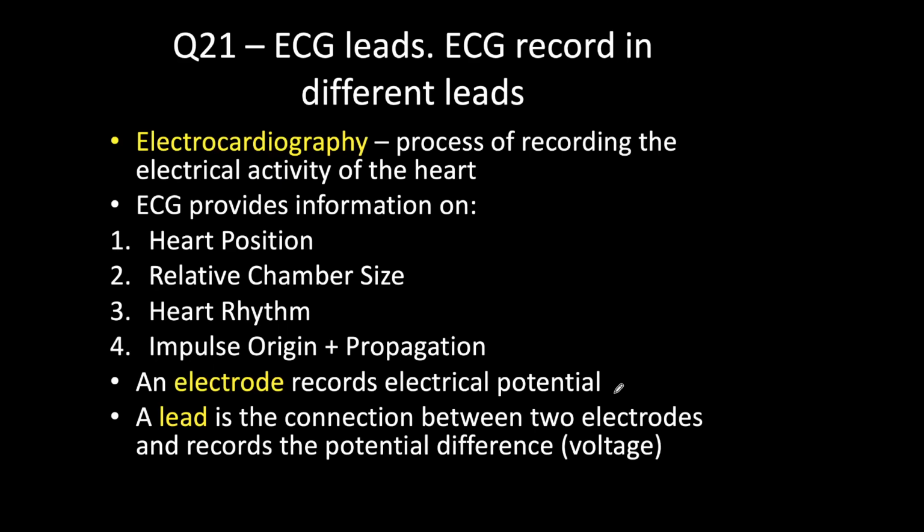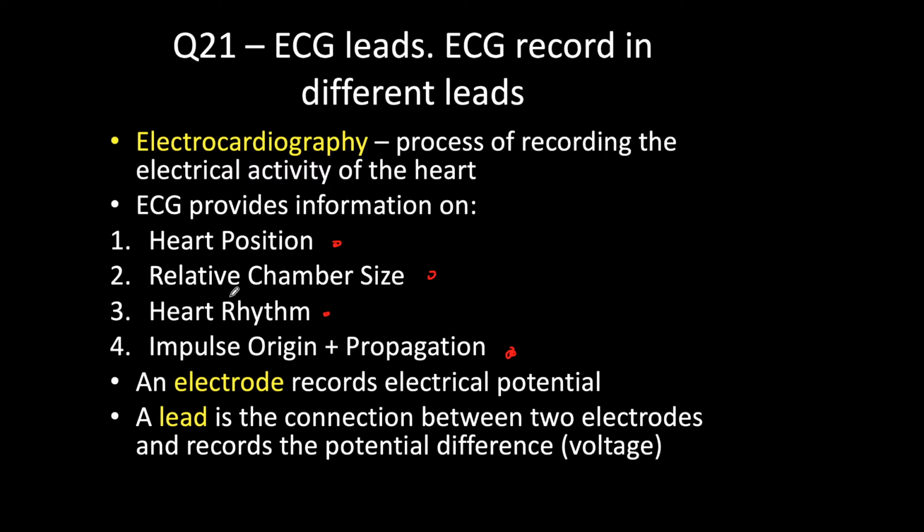Cool. All right, so let's get on to the actual leads themselves. Electrocardiography, again, is a process of recording the electrical activity of the heart. And an ECG provides information on heart position, relative chamber size, heart rhythm, and impulse origin and propagation. I think these four points are very important to remember on what an ECG can actually provide, because an ECG cannot provide information on many other things, like how the heart functions as a pump itself, and blood pressure and things like that.